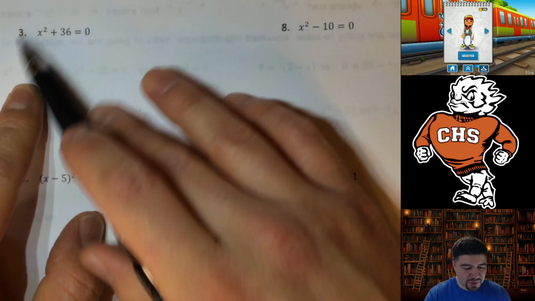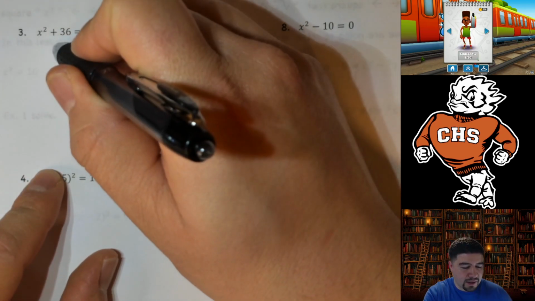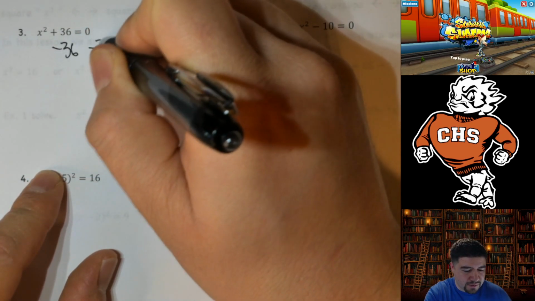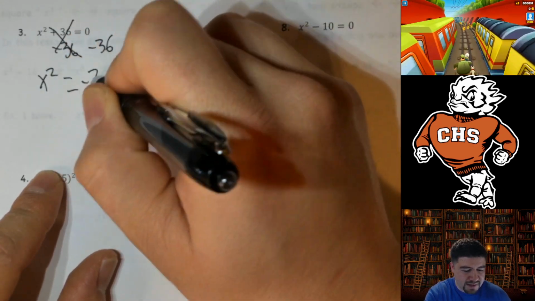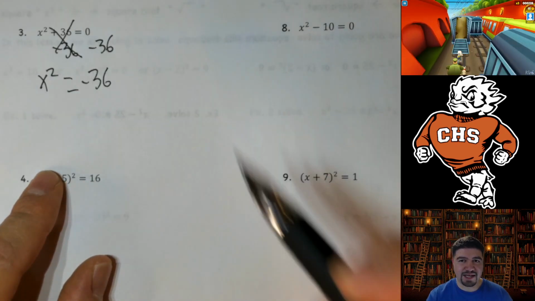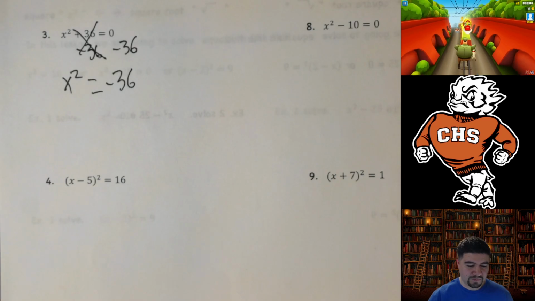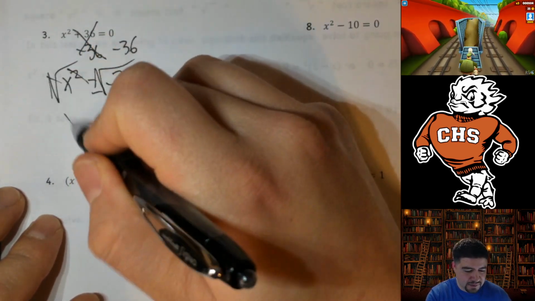So this problem here looks a lot like the second example that we had. All I have to do is subtract 36 on both sides in order to get x squared by itself on one side. And when I do that, I'll end up with x squared equals negative 36. So take the square root of both sides and we'll be all set.